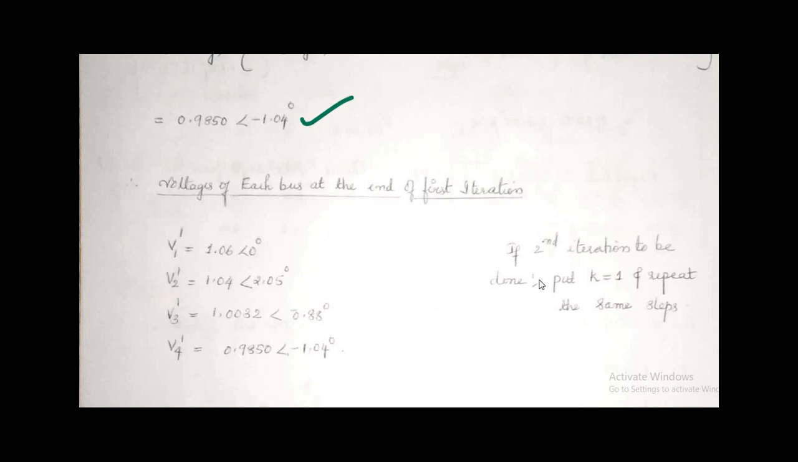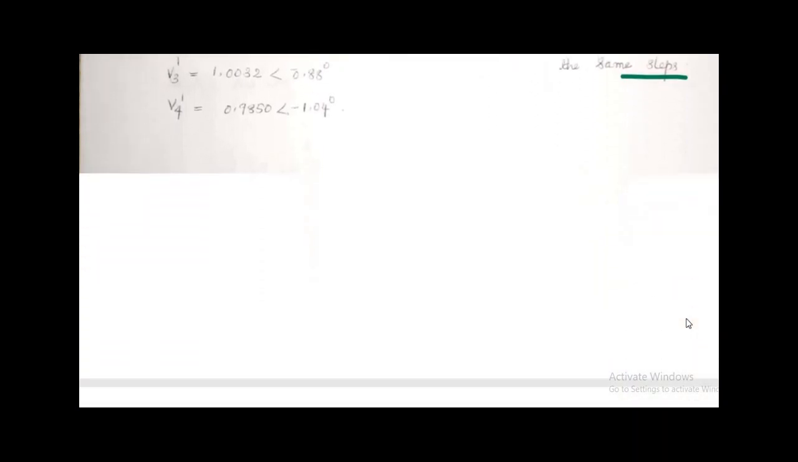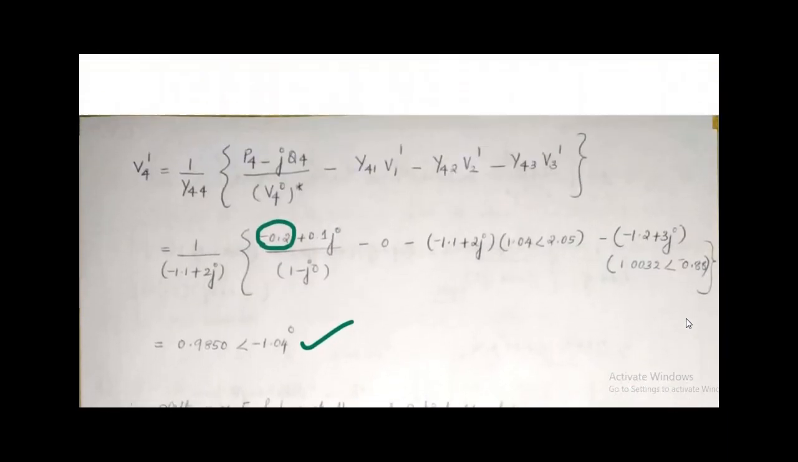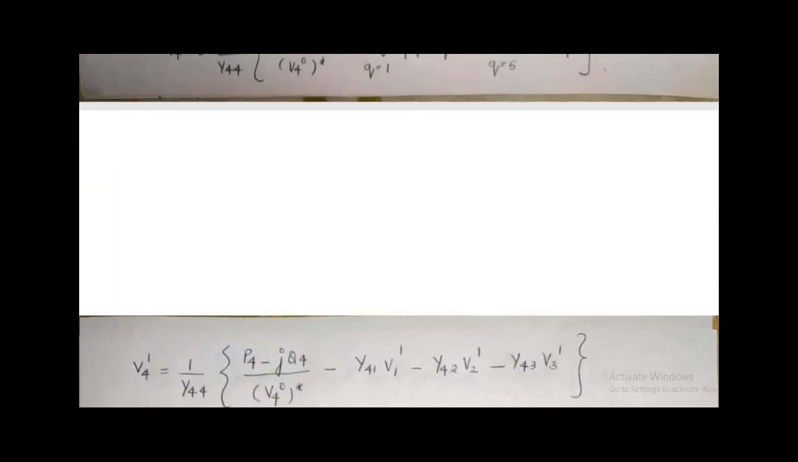And if in the question you are asked to perform a second iteration, which is not generally asked in our university question, but even if it is asked, what you have to do is repeat the same steps again, but with k is equal to 1. So far we have been doing this problem by substituting k is equal to 0. But if you want to perform the second iteration, you are supposed to put the value for k as 1 and repeat the same steps. Okay, so this is the question, and I hope this is much clear to you.